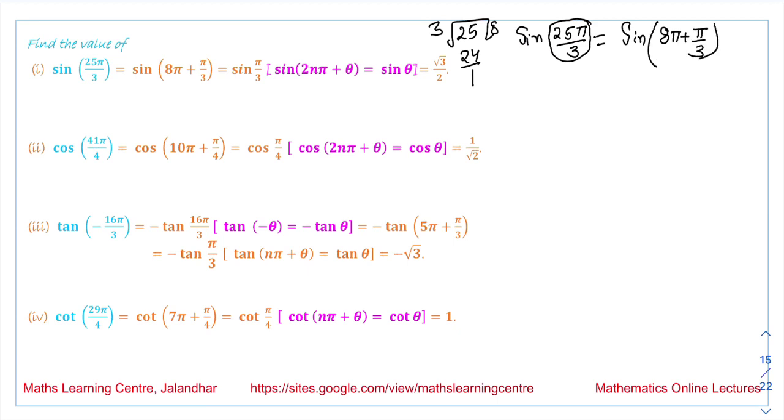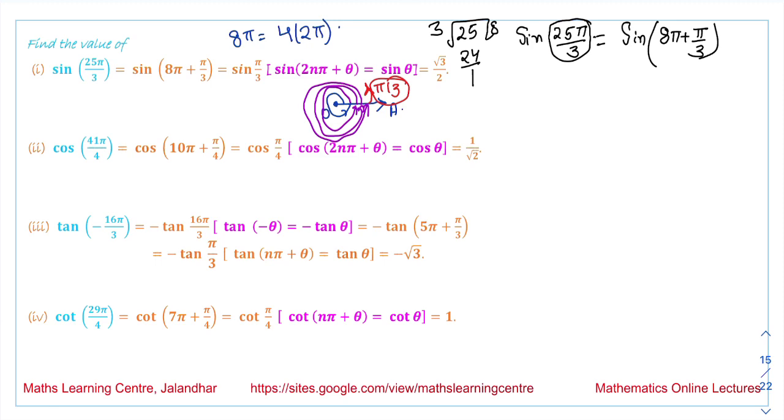What does this 8 pi mean? When we are talking about 8 pi, this is equal to 4 into 2 pi. It means this is how the angle is calculated. We have started from OA. We have given one rotation, then the second rotation, then the third rotation, then the fourth rotation, and after this fourth rotation we are moving an angle of pi by 3.